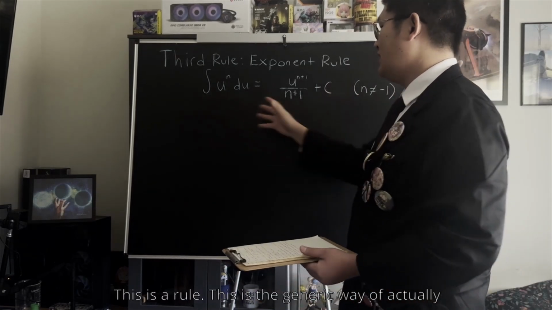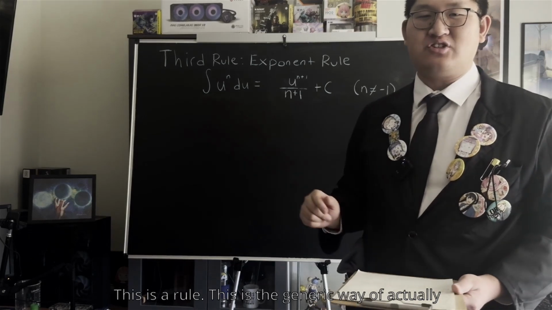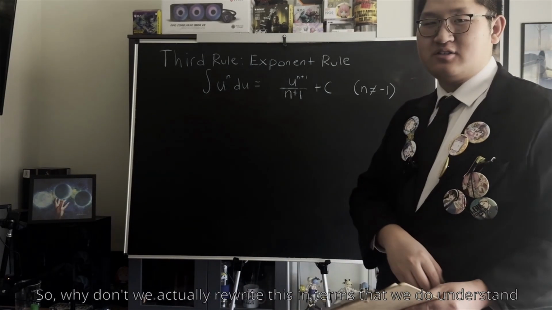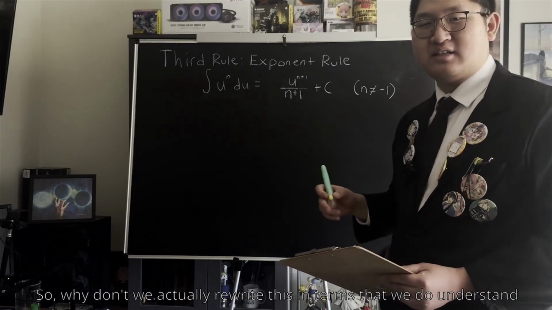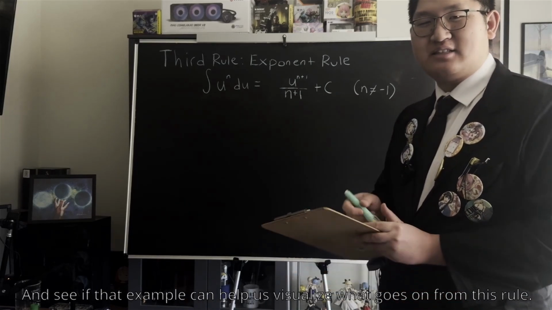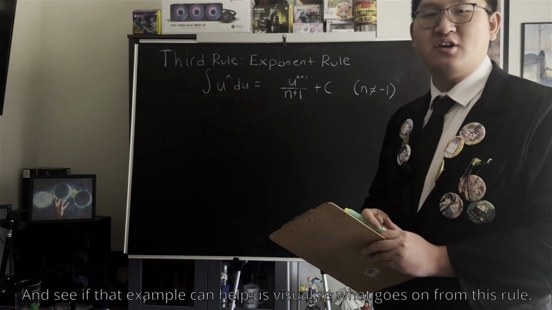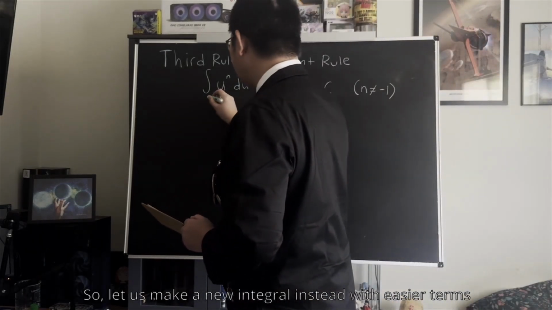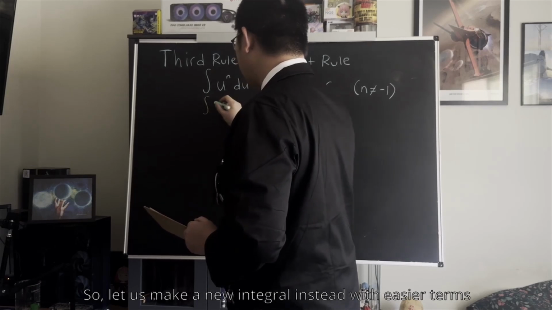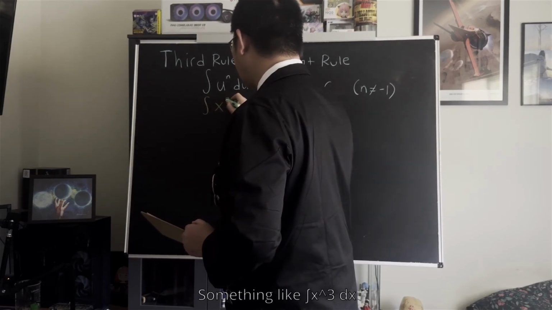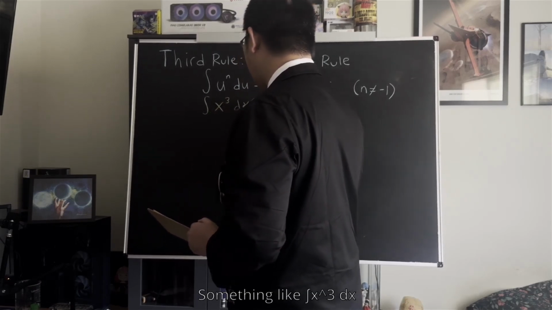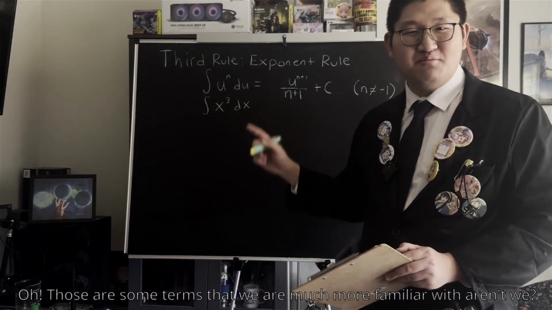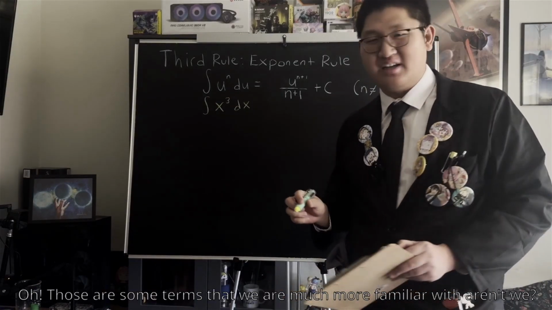This is a rule. This is the generic way of actually writing out what happens from this type of integration. So why don't we actually rewrite this in terms that we do understand and see if that example can help us visualize what goes on from this rule. So let us make a new integral instead with easier terms, something like x to the third power dx. Oh, those are some terms in which we are much more familiar with, aren't we?